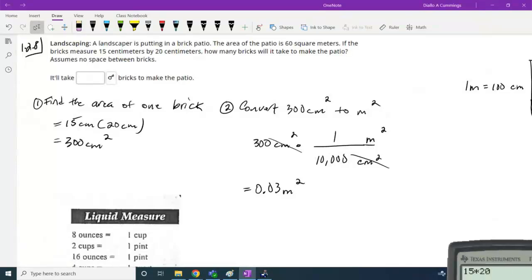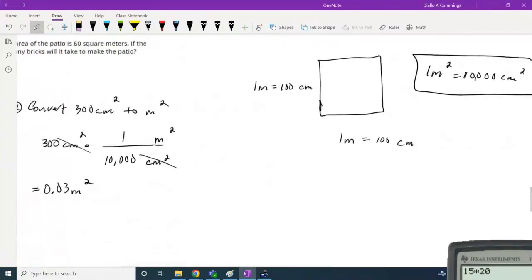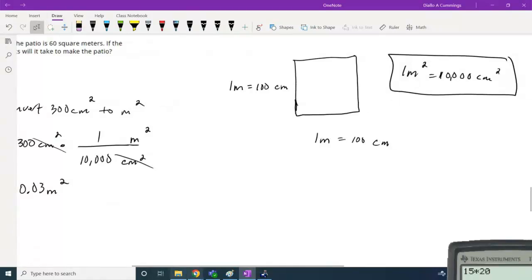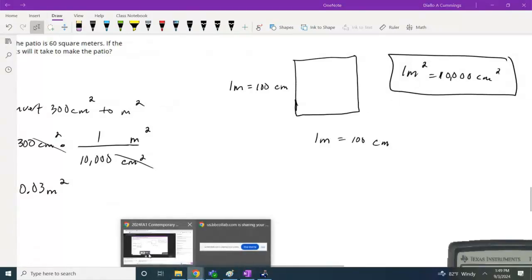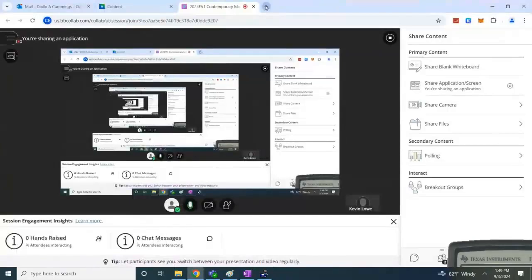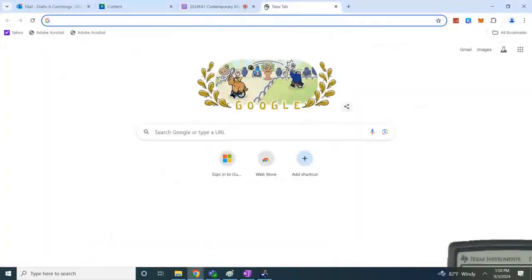All right, so now just to review, we found the area of 1 brick, which was 300 square centimeters. The second thing we did is convert 300 square centimeters to square meters. So we developed this over here. But this is a cheat. This is what I actually did at home.